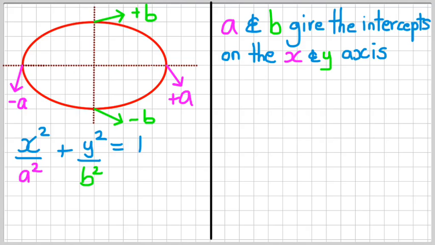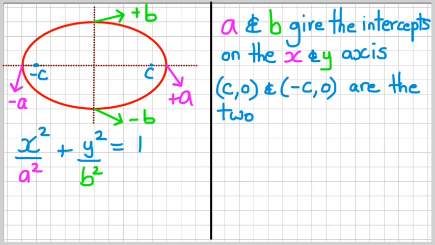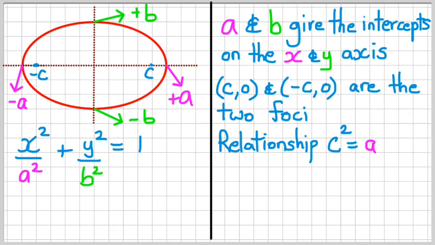The next thing is looking at the foci, positive c and minus c. So basically, (c, 0) and (negative c, 0) are the 2 foci points. Now you might wonder how I know where c is. Well, the relationship for c, b, and a is quite simple. It's actually c squared is equal to a squared minus b squared.